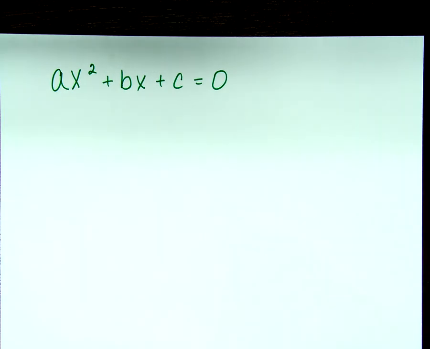All right, tell me what this is, please. No, I didn't say read it to me. I said tell me what it is. It's a general form of a quadratic, right?